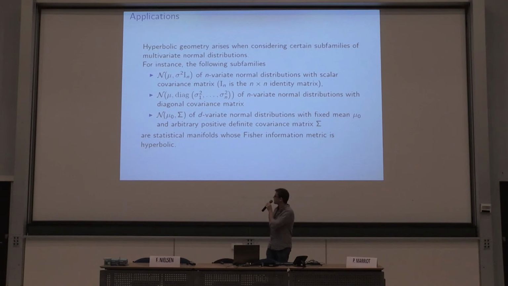As applications, we can apply this to data whose structure is hyperbolic. This is the case for known subfamilies of normal distributions, such as the location-scale family, which is just n-variate normal distributions but with a scalar covariance matrix. We can also consider the case where the covariance matrix is diagonal. Both those cases are just metric spaces with a hyperbolic metric. And we can also consider the subfamilies of fixed mean d-variate normal distributions. When considered as statistical manifolds with their induced Fisher information metric, these spaces are hyperbolic.